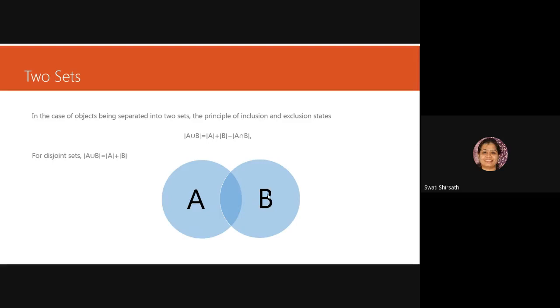Similarly, if the cardinality of B is 30 and A intersection B is 10, then to represent only the B part, I do 30 minus 10, which is 20. So I'll write the cardinality of only B as 20. This way we will be using the Venn diagram to calculate this.